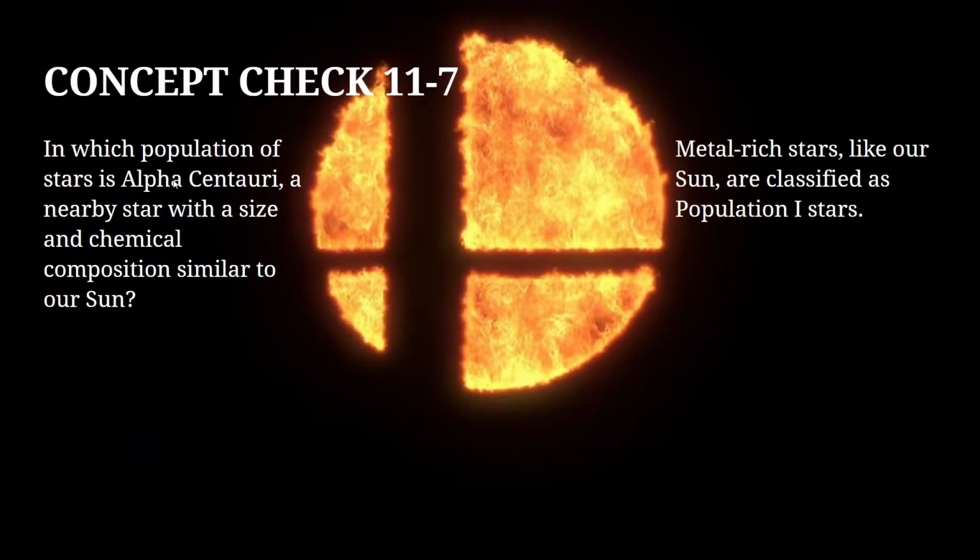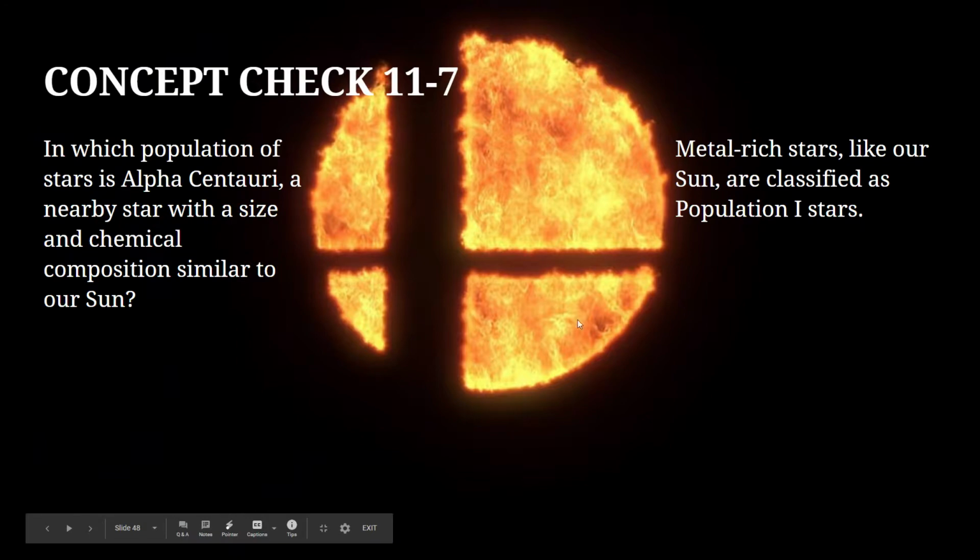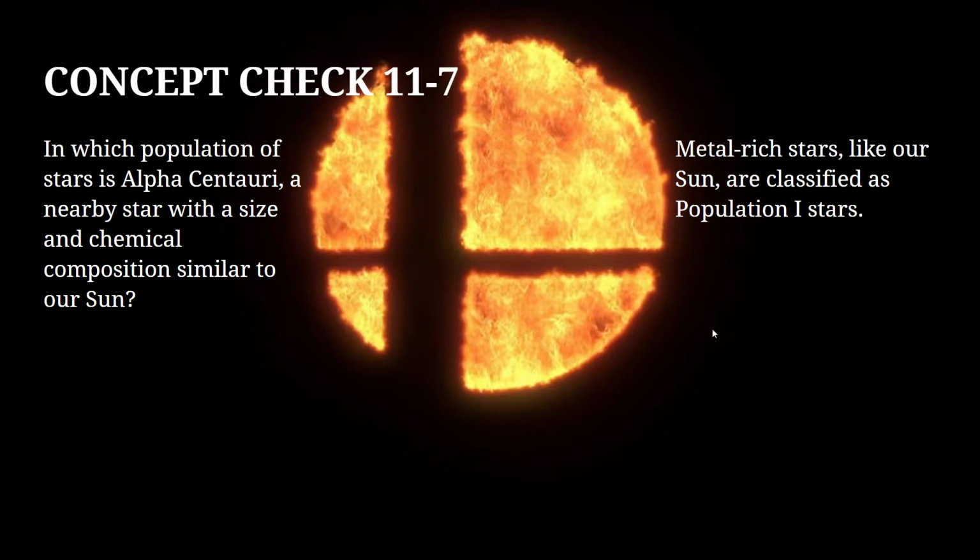In which population of stars is Alpha Centauri, a nearby star with a size and chemical composition similar to our Sun? Our Sun has a decent amount of metals, right? So if it's similar to our Sun and it has a decent amount of metals, that means it's a population 1 star. 1 meaning it has a decent amount of metals. Not that it's older, but it has a decent amount of metals.